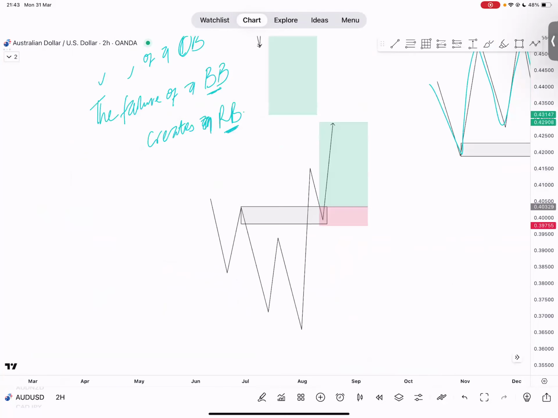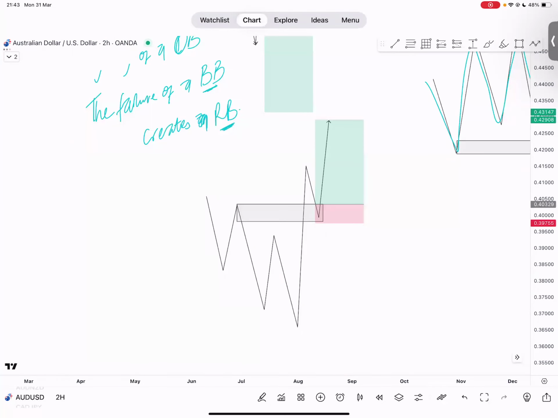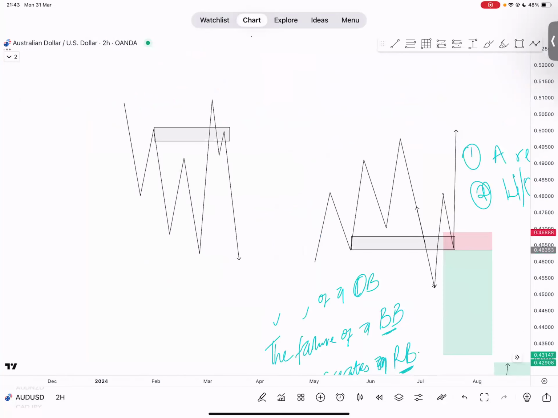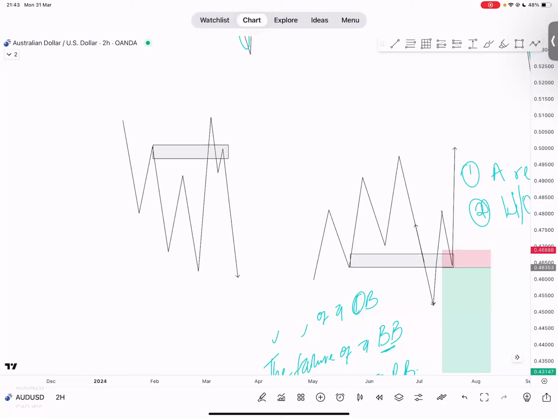The same thing here as well. This is a bullish breaker block. Failure of an order block with no reaction to it creates a bullish breaker block, right? These are just the illustrations that I mapped out for today's class, right?